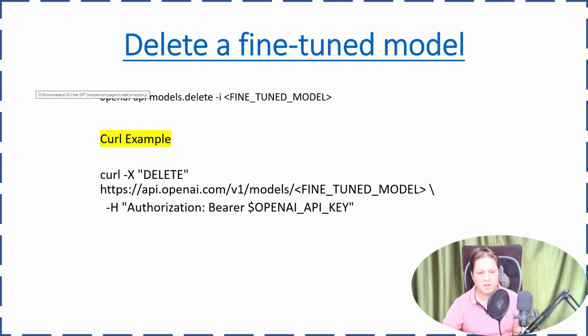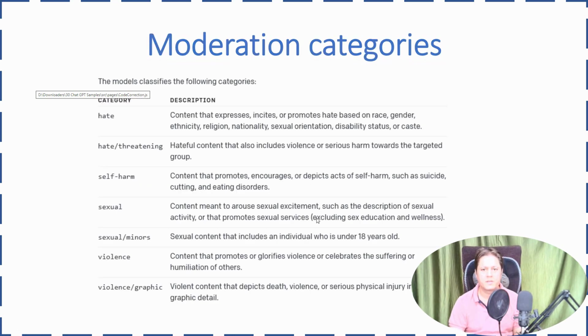So this is the curl option to execute the delete statement. You can call this API and provide the model name and authorization bearer along with the prompt. Sorry, not the prompt, the API key, your API key.